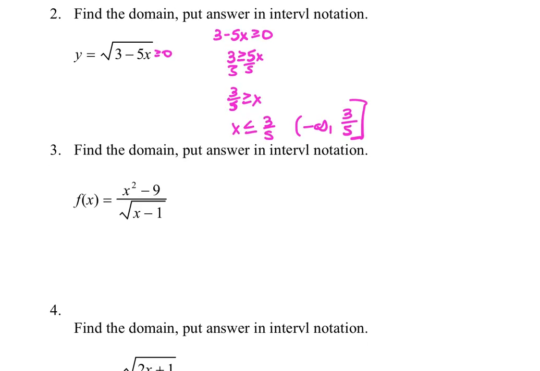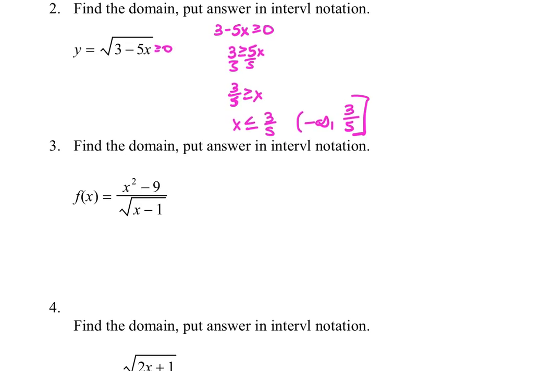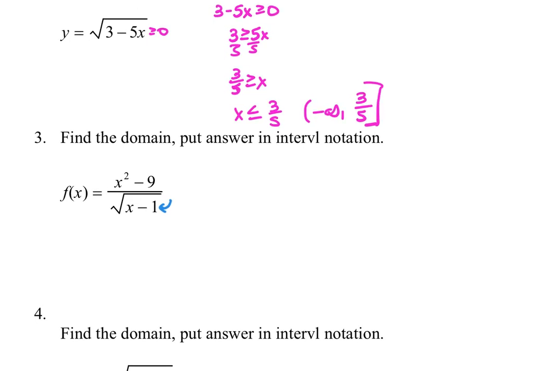Number 3 has the combination of the square root and the denominator. The numerator does not matter. So the fact that that's in the bottom now means x minus 1 has to be greater than 0 and x has to be greater than 1. So it would be a parentheses on the 1 to positive infinity.